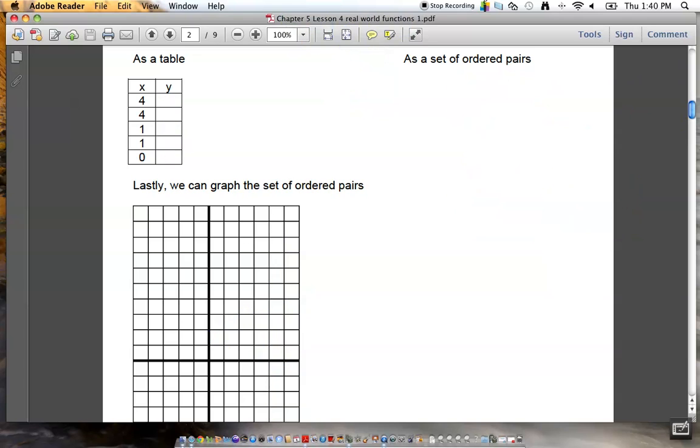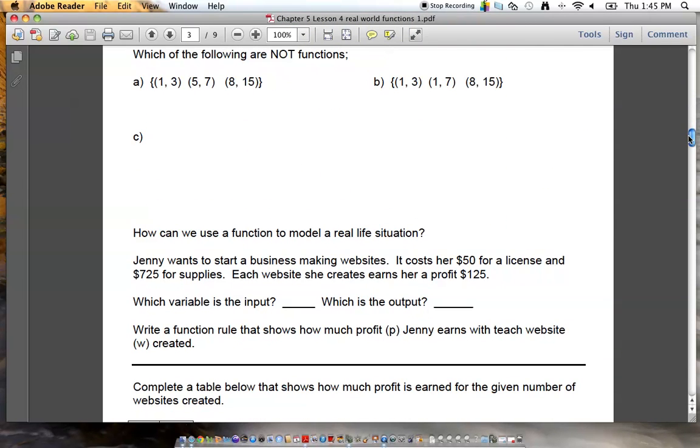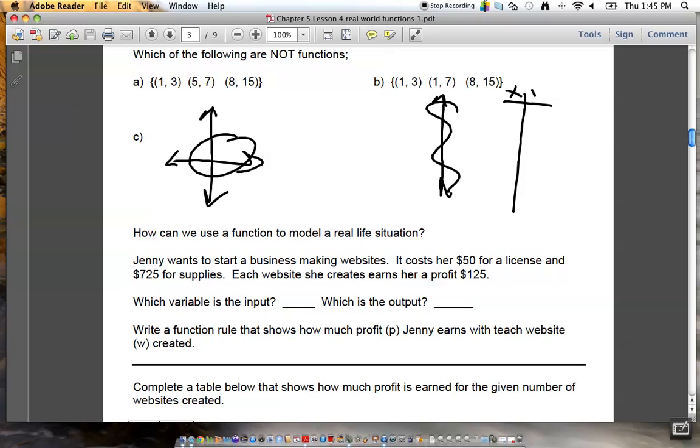Come on, erase. Next up, real world. Which of the following are not functions? Let's do a little reminder drill here, just like that quiz question. Okay, take a look at those. Some of them are functions, some of them are not functions. Figure out which are which.